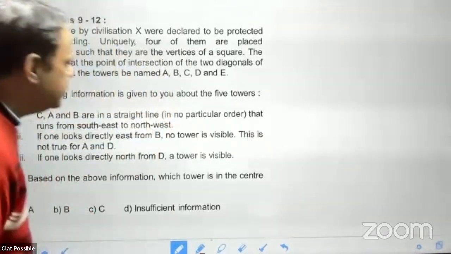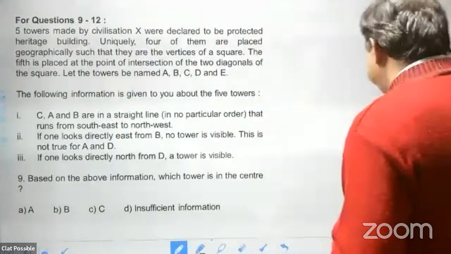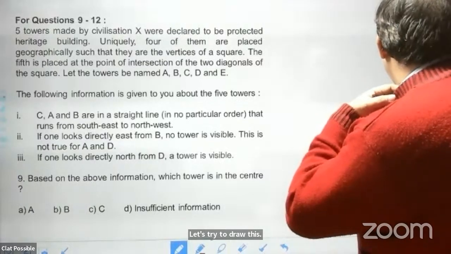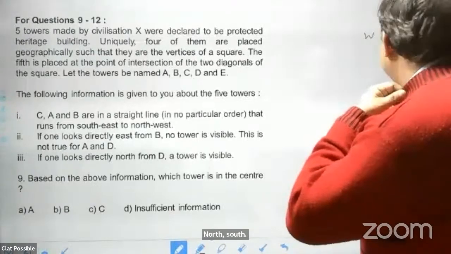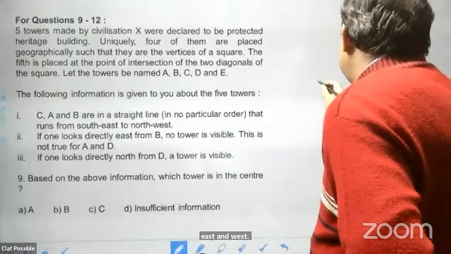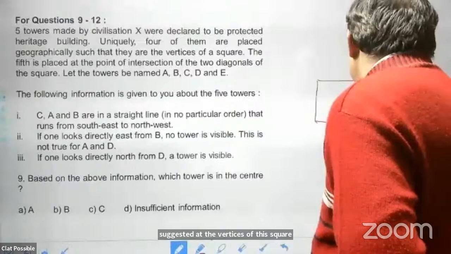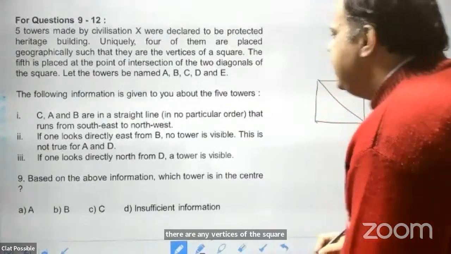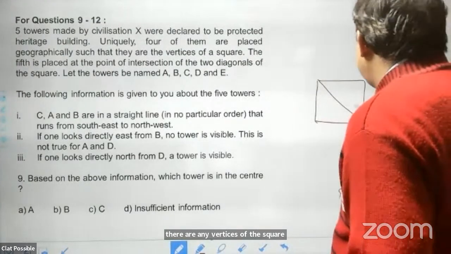Let's try to draw this. North, south, east, and west. It says that four of them are placed geographically such that they are the vertices of a square. And C, A, B are in a straight line that runs from southeast to northwest. So it runs in this direction.